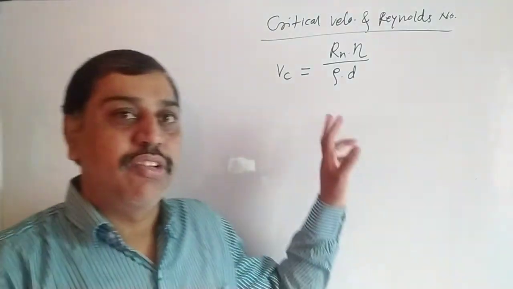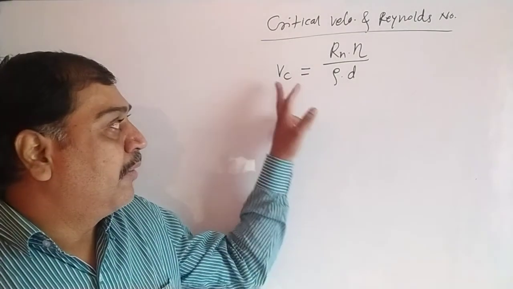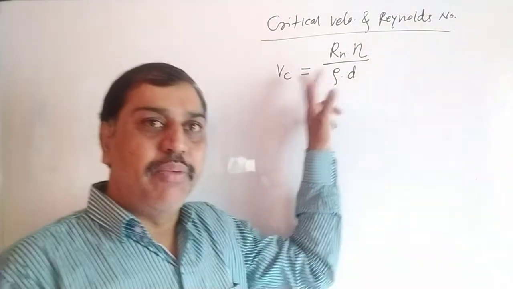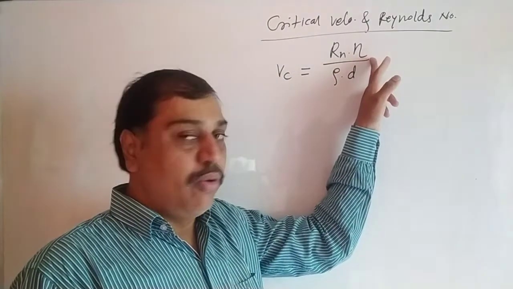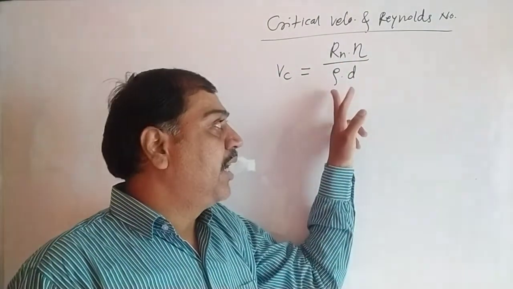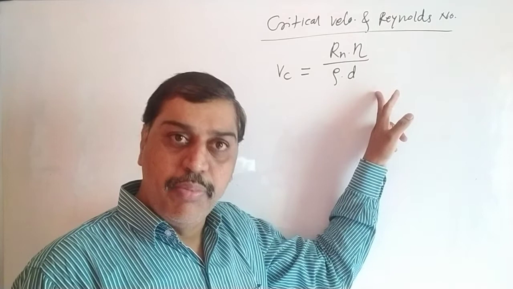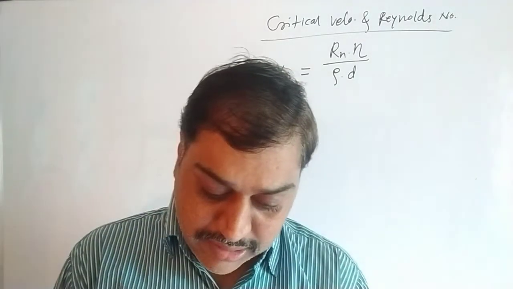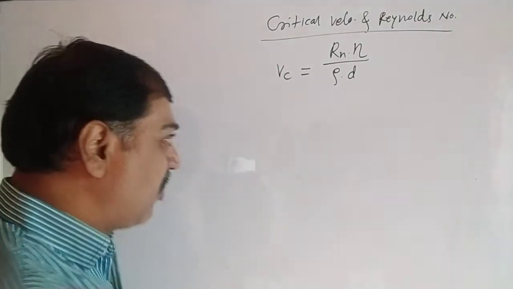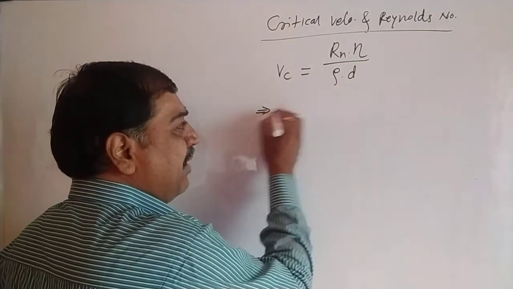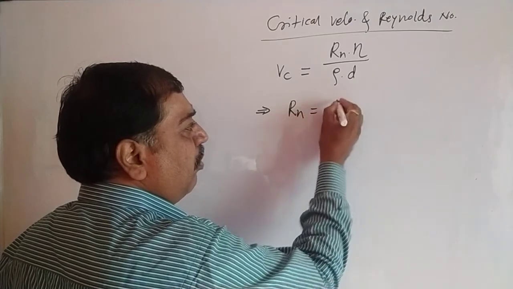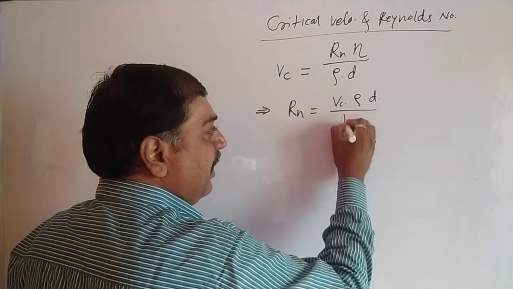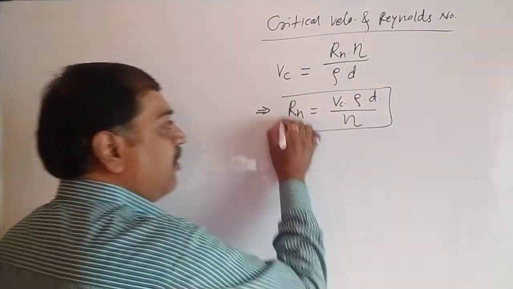So this equation was first given by Reynolds: critical velocity equals Rn, the Reynolds number, into the coefficient of viscosity, divided by density into the diameter of the tube through which the fluid is flowing. From this equation you can find the Reynolds number Rn directly. The mathematical part is: Rn equals Vc, the critical velocity, into rho into d, divided by eta. So this will give the Reynolds number.